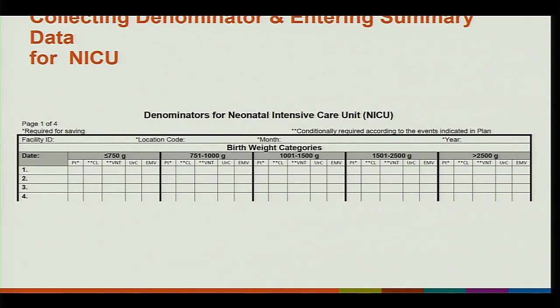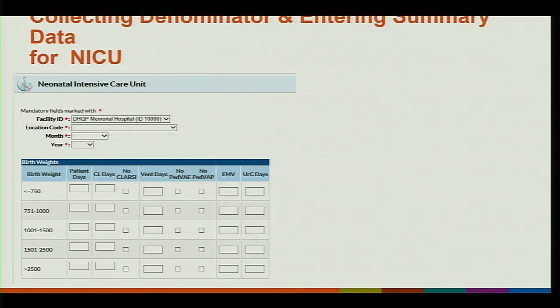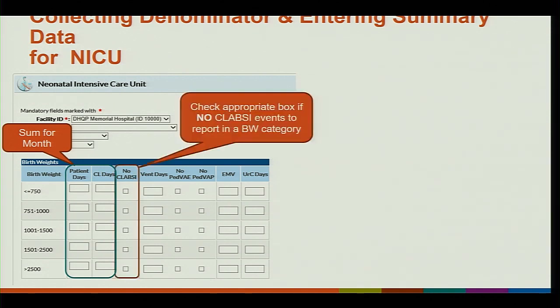And this is your denominator reporting form for your neonatal intensive care units. This is the same form in the NHSN application. Provide monthly sums for both your patient days and central line days, and check the appropriate box if there is no CLABSI events to report in the birth weight category.